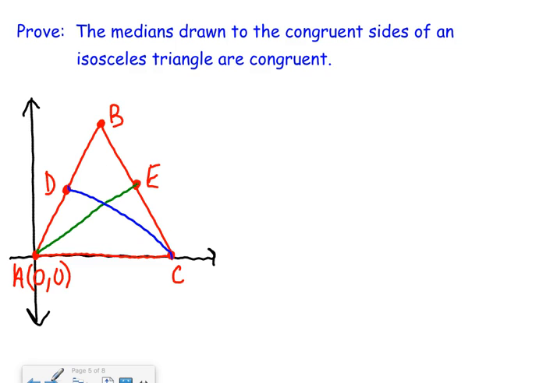Now to make your math a little easier, so I know B is how far between A and C? 2A. It's half the length. And then what do I know about D between A and B? It's also half. So I'm actually going to make C 4A, comma 0. And I'll show you why that's helpful in a second.